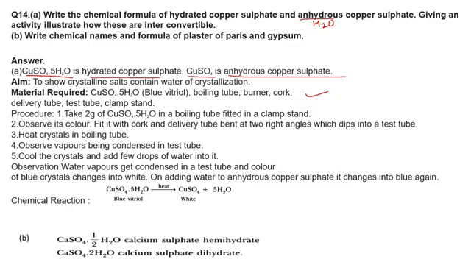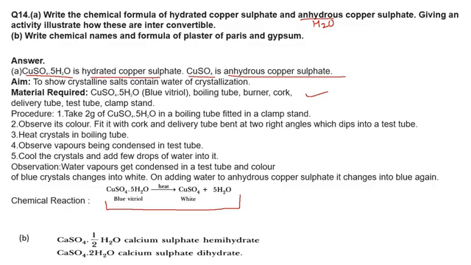You can just go through the activity. If you see the reactions taking place during this activity, first blue vitriol, which is also known as hydrated copper sulfate, is heated and you will get white CuSO4. And when you mix water with copper sulfate, you will get back the blue vitriol again, CuSO4.5H2O.